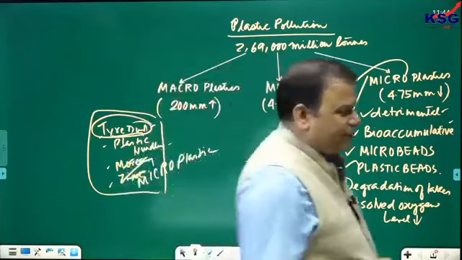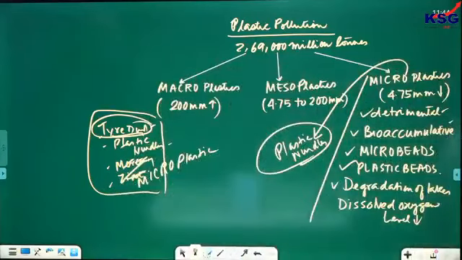Write down the source of microplastic is products like toothpaste and facial scrubs.